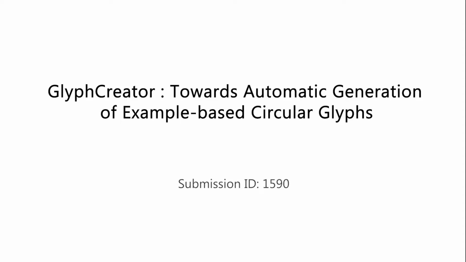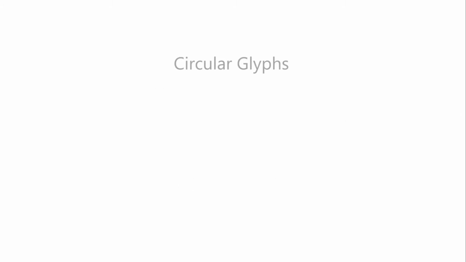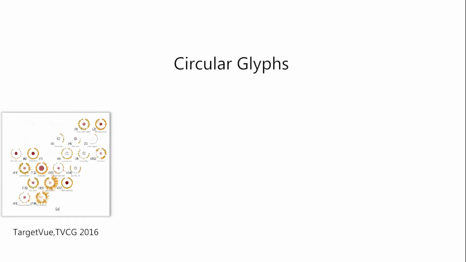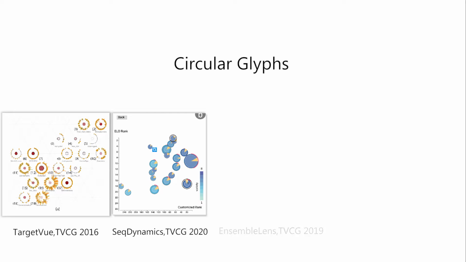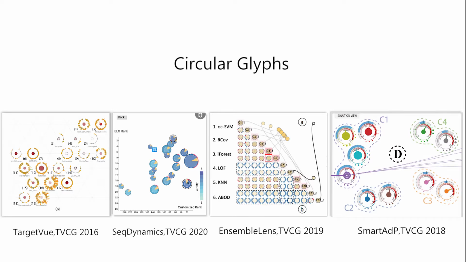Glyphs are data-driven visual entities that represent multidimensional data using different visual channels. Circular glyphs are glyphs with a round shape, which locate in a polar coordinate system. They are widely used in different fields because of their effectiveness in representing multidimensional data.